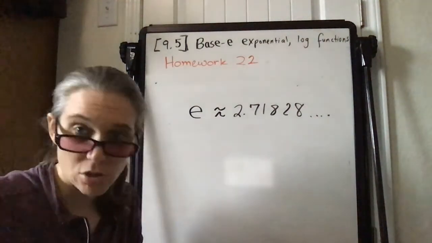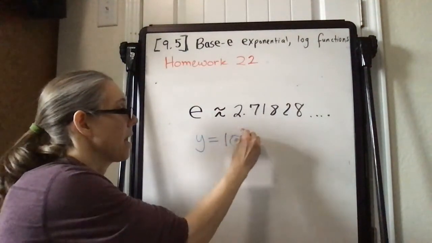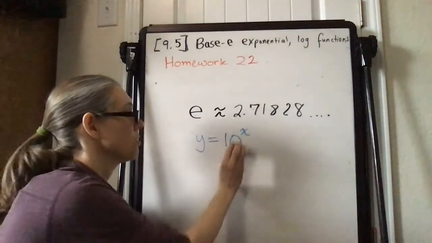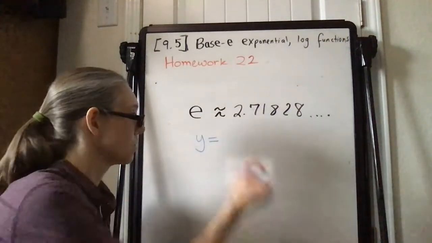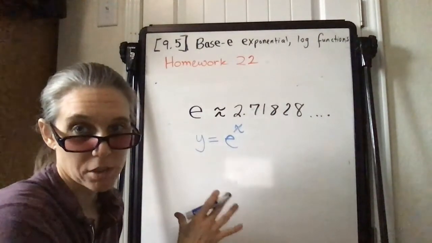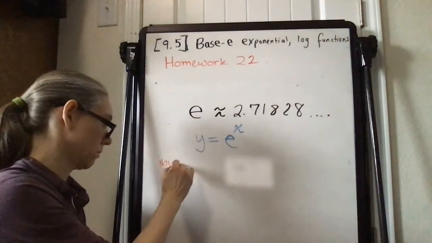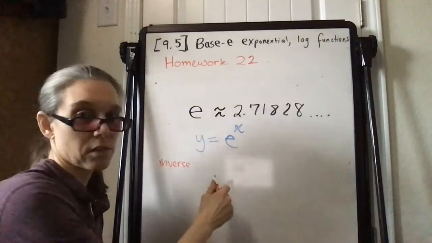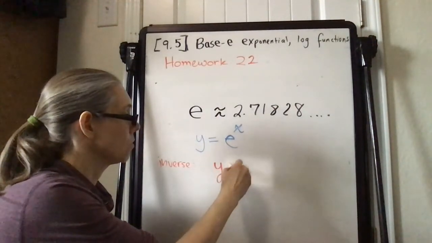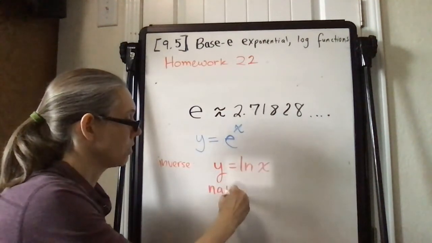So the exponential function y equals 10 to the x is the common base. But if you have the exponential function y equals e to the x, this is the special base e exponential function. And the inverse function is called the natural log, okay? So it's y equals ln of x. This is called the natural log.